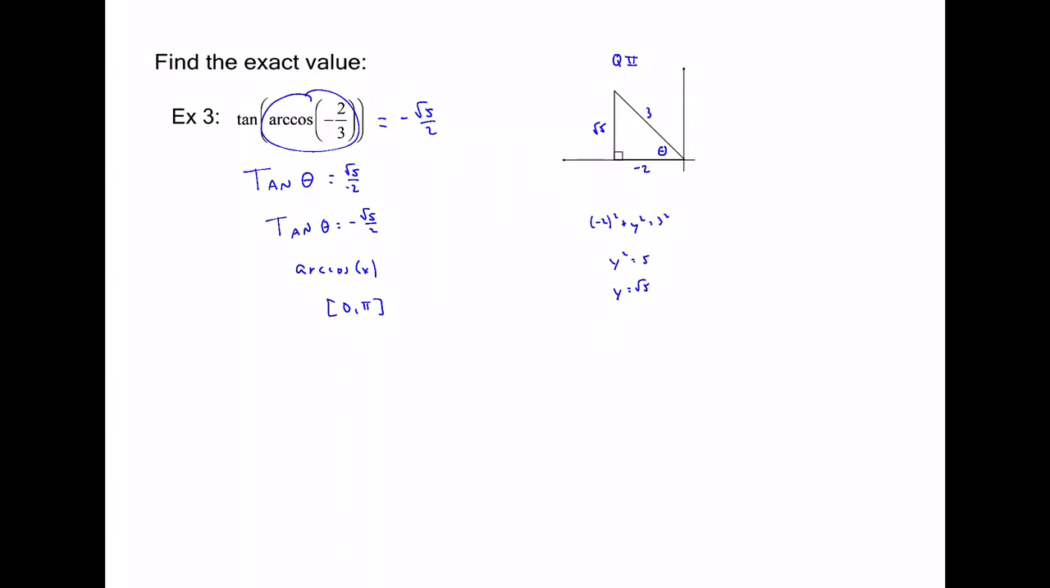And that's what we're trying to answer. We're trying to answer this whole question as to what is tangent of arc cosine of negative 2/3. So we're answering this whole thing right here, and it's equal to the ratio negative square root of 5 over 2. Remember, when you're doing arc cosine or arc sine or arc tangent, the inverse, you're looking for the angle measure. When you're doing sine, cosine, and tangent, you're doing it of an angle and looking for the ratio. So we're looking for the ratio for tangent of that angle.